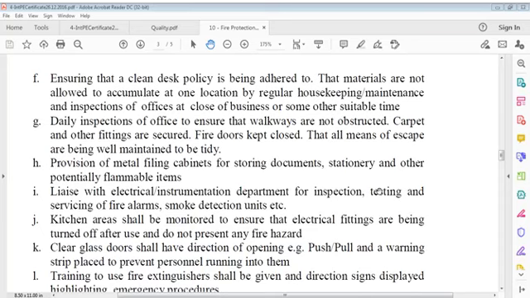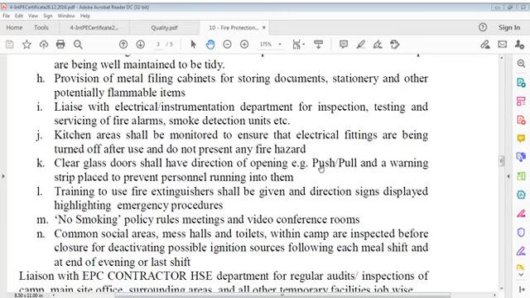Provision of metal filing cabinets for storing documents, stationery, and other potentially flammable items. Responsibility lies with the electrical instrumentation department for inspection, testing, and servicing of fire alarms and smoke detection units. Very important point. Kitchen areas shall be monitored to ensure that electrical fittings are turned off after use and do not present any fire hazard. Clear glass doors shall have the direction of opening, namely push or pull, and a warning strip placed to prevent personnel running into them.